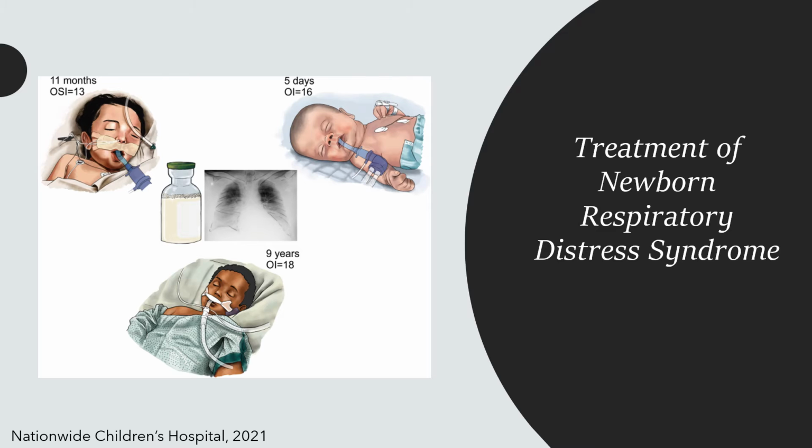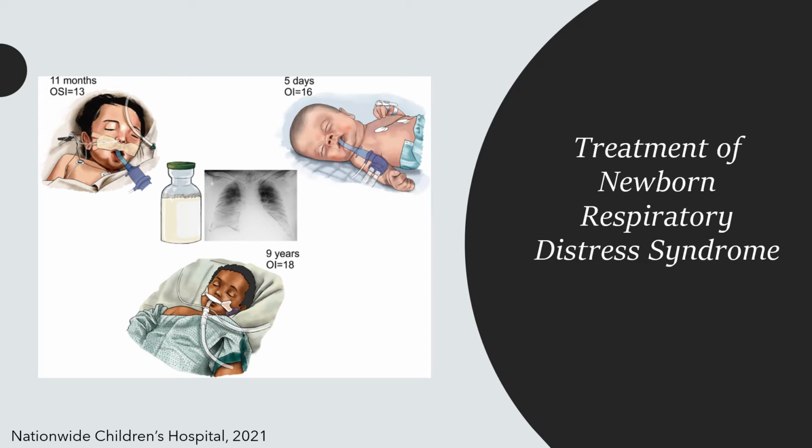There are treatment options for infants that have been diagnosed with newborn respiratory distress syndrome. In order to treat this condition, surfactant may be given to the infant in order to replace that which is missing. This can be given through the breathing tube, which is placed in the windpipe of the infant. Other treatment options include providing the baby with oxygen through a nasal cannula or CPAP.